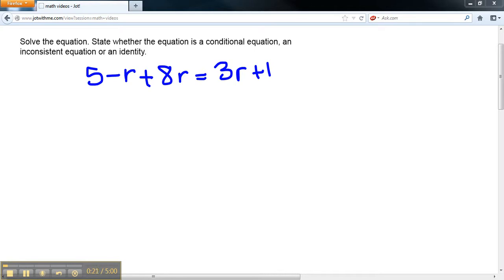In other words, we want to get r all by itself on one side of the equal sign. R is our variable here. I'm going to choose the left-hand side. Now the first thing I notice on the left-hand side is I have two terms that have r in them. And I want to combine them into one single term with an r in it. So I have 5, and then minus r, I understood 1 there, that's a negative 1r, plus 8r. Negative 1 plus 8 is 7. So I have 7r over here, plus 5, equals 3r plus 1.